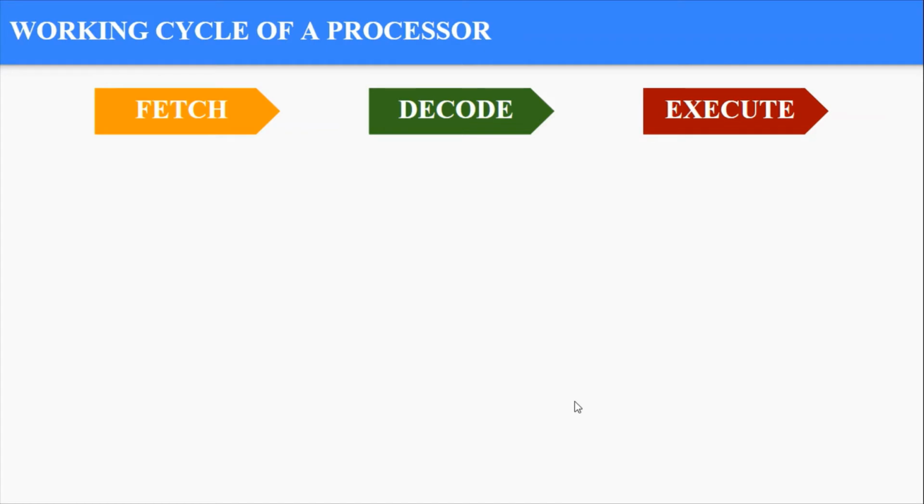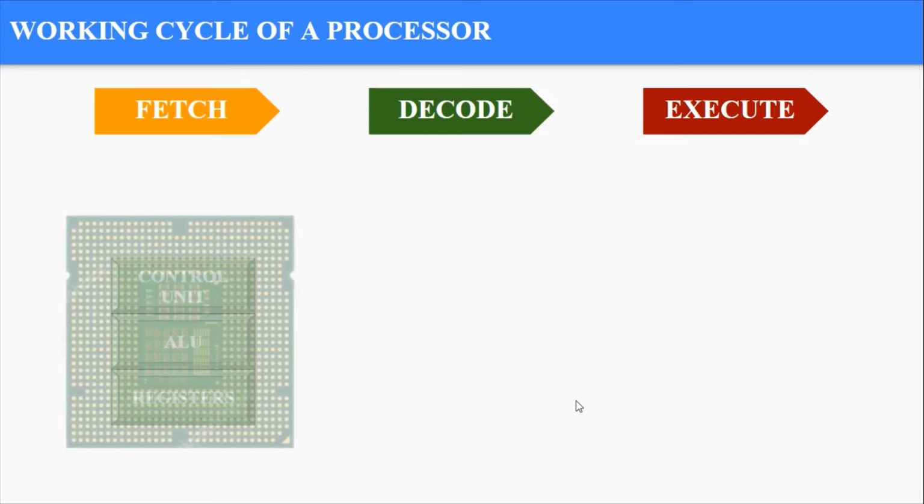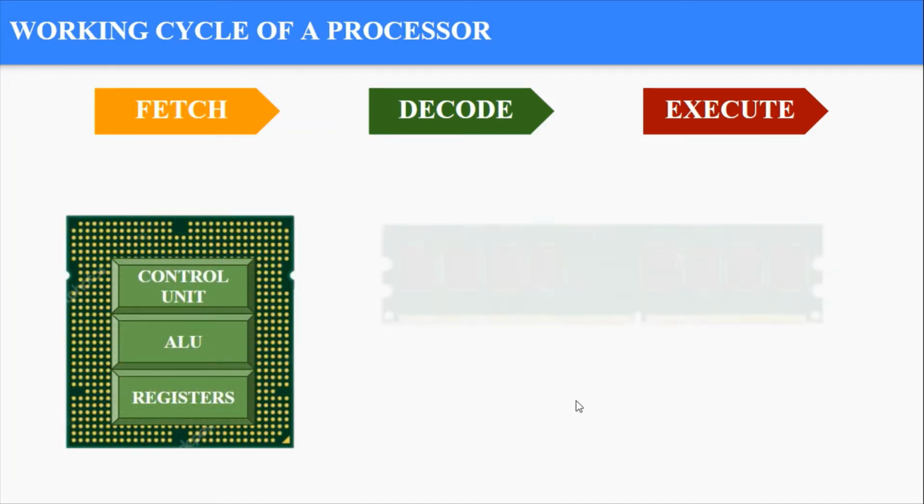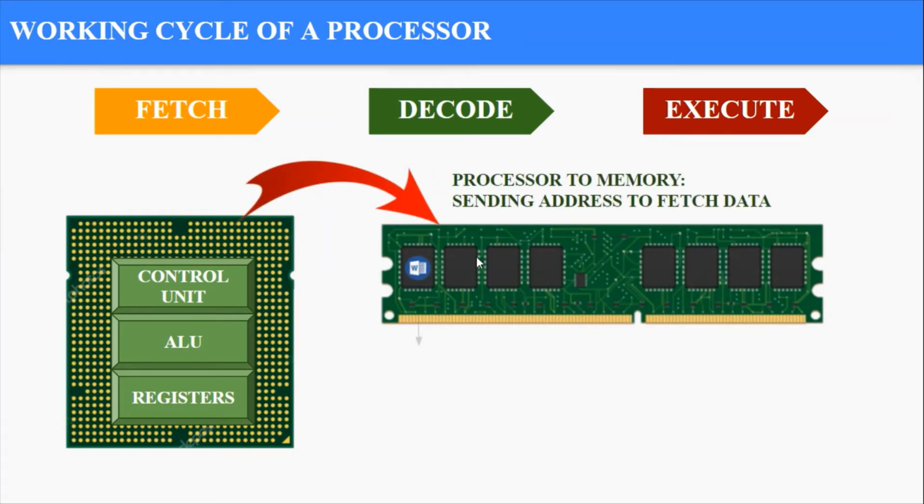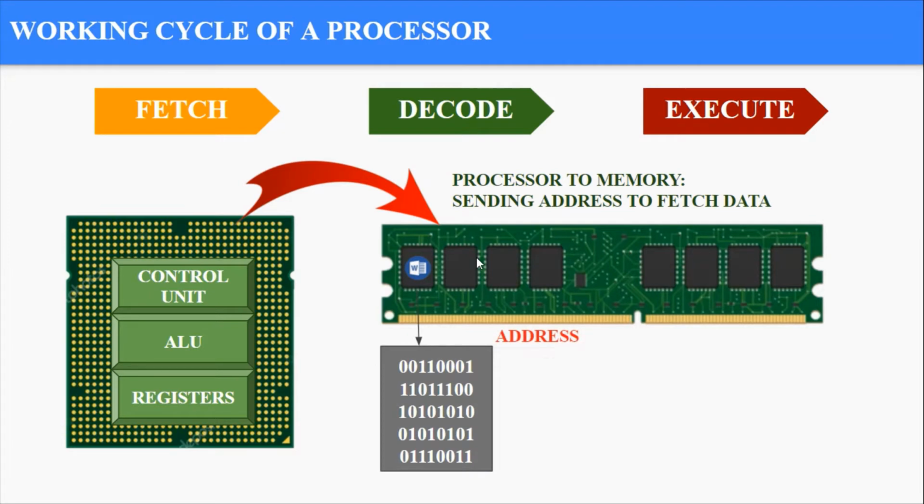The moment you open a program application, for example, your Word document, let us see what happens. The instructions are stored in memory. The processor first provides the address to the memory from where the data should be fetched. So your Microsoft Word program may be sitting at address 0, let us assume. So the processor will first send the instruction to fetch the data from this address and then decode it.